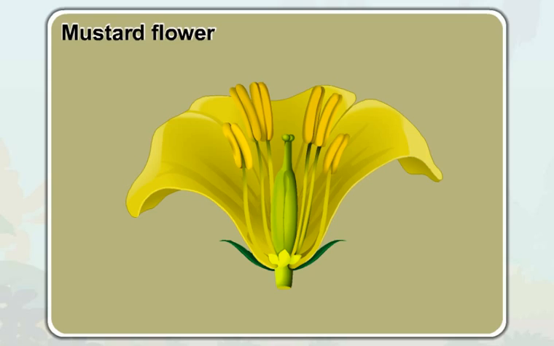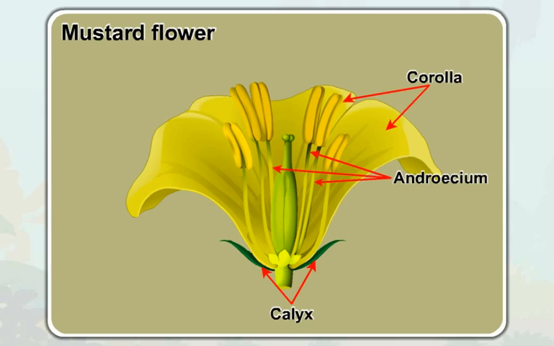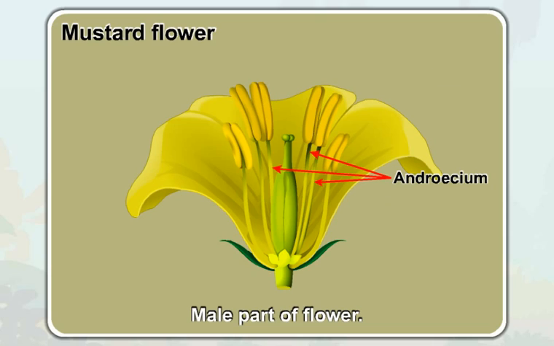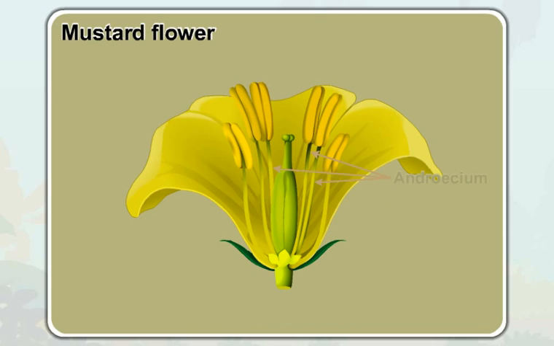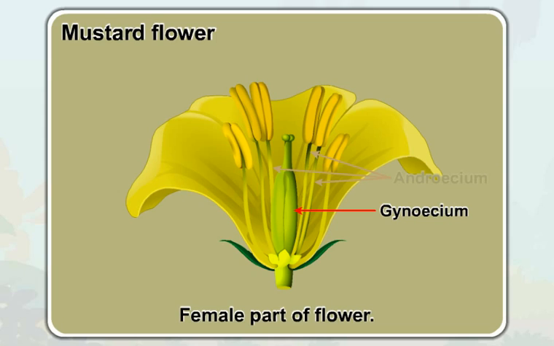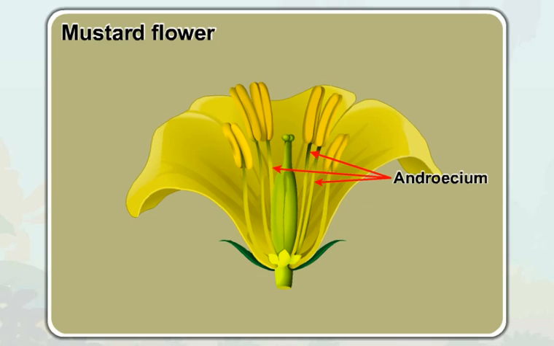A mustard flower has 4 whorls: calyx, corolla, androecium, and gynoecium. Androecium is the male part of a flower, while the gynoecium is its female part. A single unit of androecium is called the stamen.